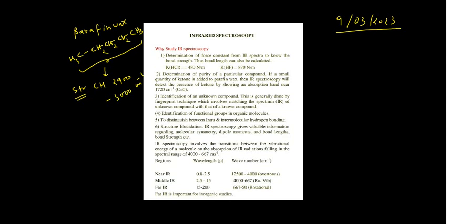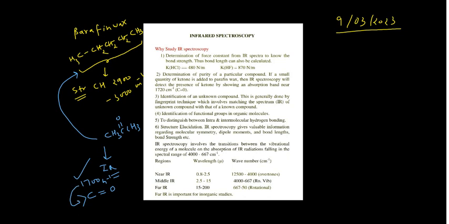But say you have this paraffin wax and a little of a carbonyl compound, for example a ketone, added as an impurity. Then if you take the IR spectra of this mixed compound, near about 1700 centimeter inverse you will get another band which indicates the presence of the carbonyl group. So very easily you can find impurities with the help of IR spectroscopy. So: determination of the purity of a particular compound.